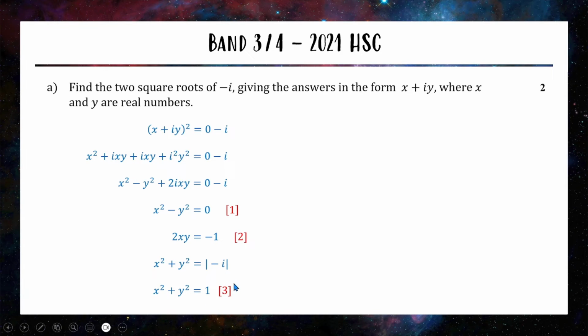Now the reason we like that one is because equation 1 and equation 3 pair really nicely together, because we can just add the two and the y squareds are going to cancel out. So next step is equation 1 plus equation 3, giving us 2x squared equal to 1. That gets us that x squared is equal to a half, and then x must be equal to plus or minus the square root of a half, which is 1 over square root of 2.